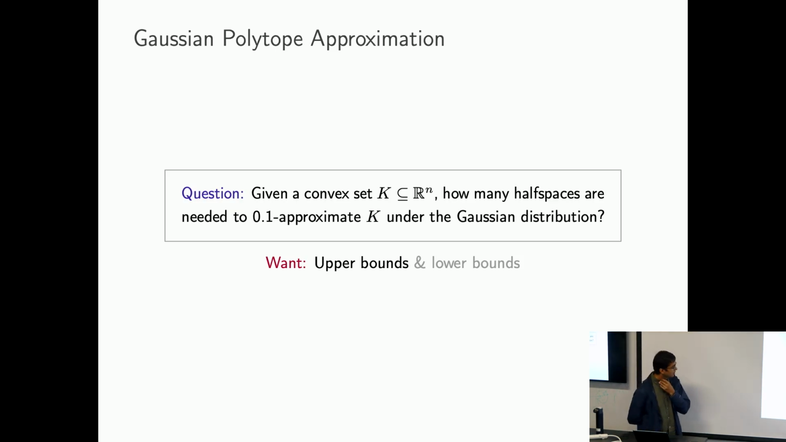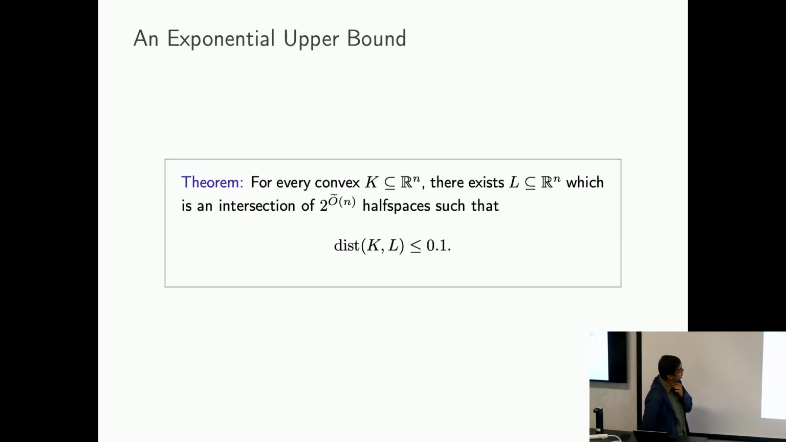It's not too surprising if you've worked in high-dimensional geometry before. This is going to be the only proof in the talk. The rest of the talk is going to be pictures. But hopefully that's okay. We show that an exponential number of half spaces suffice to approximate any convex set to accuracy 0.1. So 2 to the O tilde of n. The tilde is hiding a polylogarithmic factor, but we don't care about that.